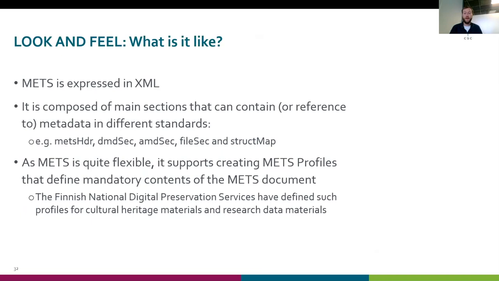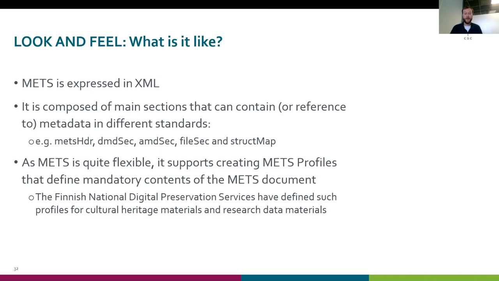METS is expressed in XML, and it's composed of different sections, main sections that contain the aforementioned metadata, that is the descriptive and administrative metadata and so on. And these are called the DMD section for descriptive metadata section, AMD sec for administrative metadata section, the file section for listing files and the structural metadata section or the struct map. It also includes a header describing the METS object itself. And METS is quite flexible and it supports creating your own METS profiles for including and defining attributes and the use of METS.